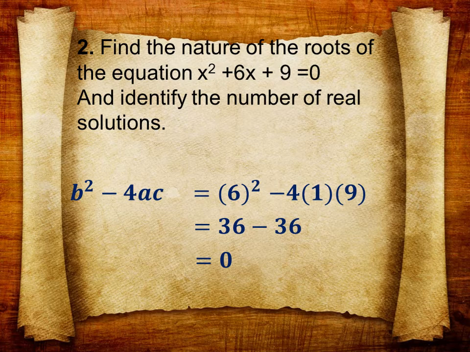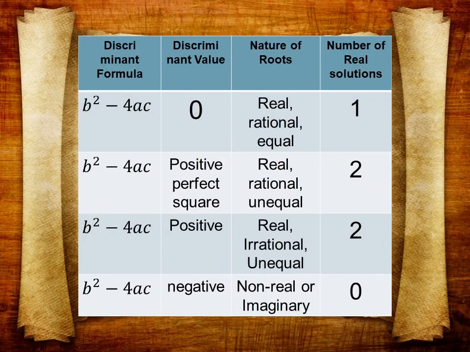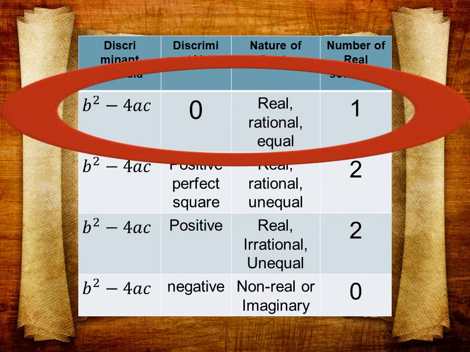So where is this discriminant value of 0 in the table? Let's refer to our table. In our table, it is in the first row. If you got 0 for b squared minus 4ac, of course, your answer for the nature of roots, or characteristics of the roots, are real, rational, equal. And the answer for the number of real solutions is only 1. So we got our answer from this table.